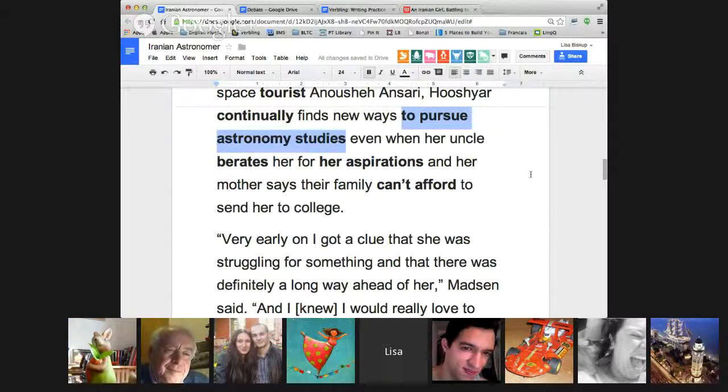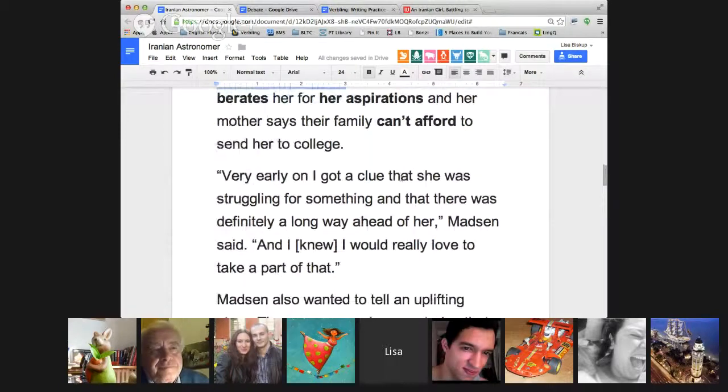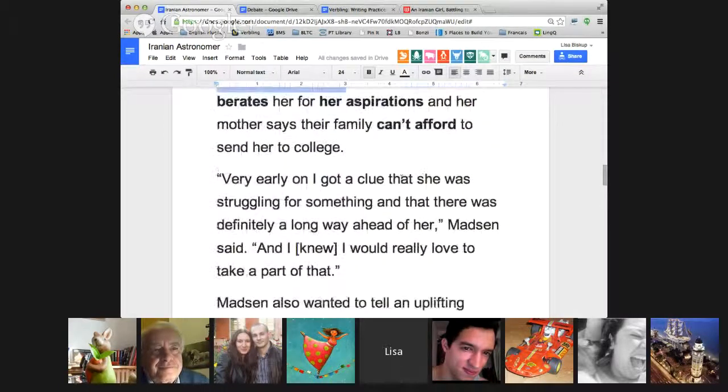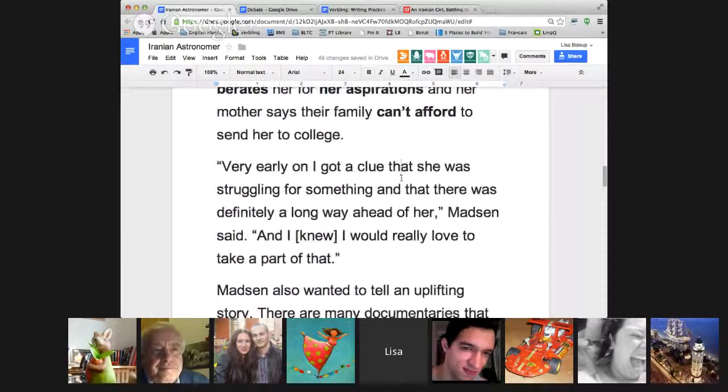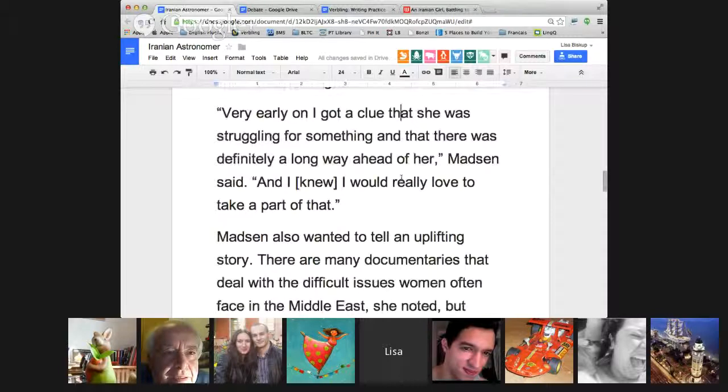We use it a lot when we say we are pursuing studies in something or we're pursuing our dreams, you know, we're going after our dreams. Yes, that's exactly right. So that's what she's doing. Even we can say against all odds is another phrase we use when it just doesn't seem possible, yet we're going to do it anyways. We're going to try.